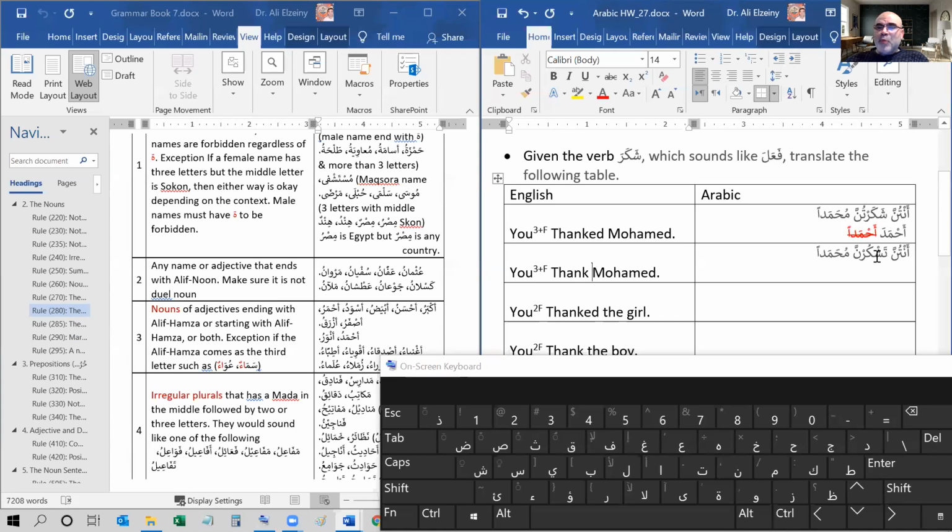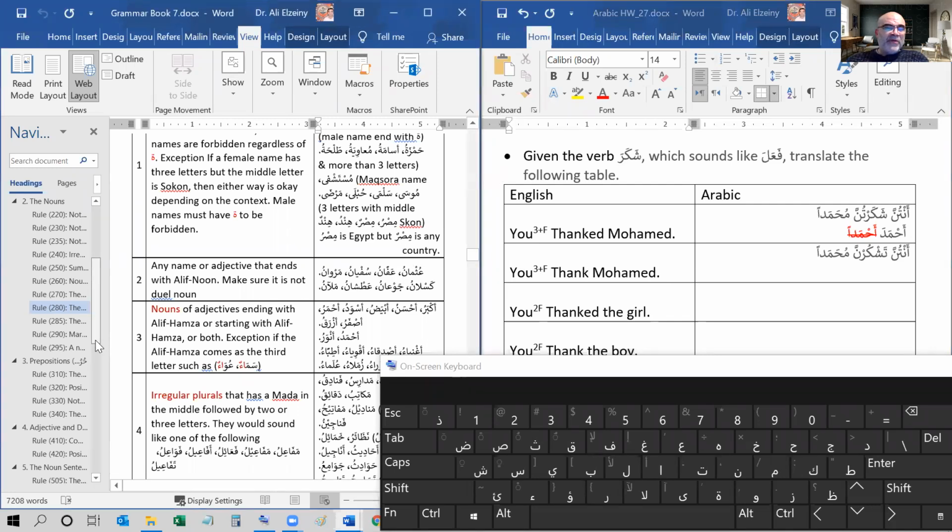Okay, now where do I get the verb from, sounding? I want to convert shakara into the 3 plus female, present tense 3 plus female. So I go back to this table here, table 1130, where I convert.